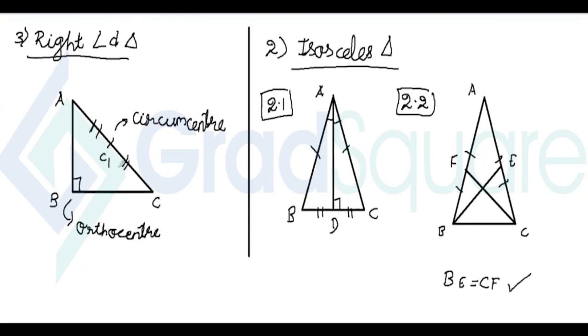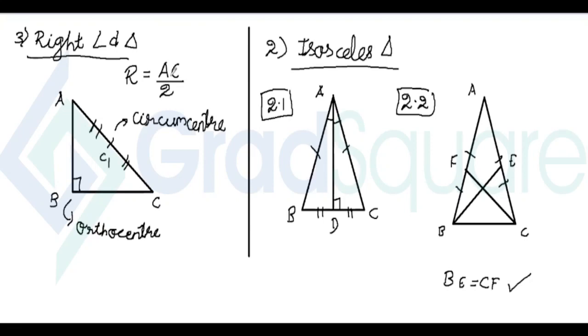Which means that if I want to find out the value of the circumradius of a right angle triangle, all I need to do is divide the hypotenuse by 2. I don't need to apply the formula for circumradius, that abc by 4 delta and all. Just find out the length of the hypotenuse and then divide that by 2 and you will get the value of the circumradius of right angle triangles.